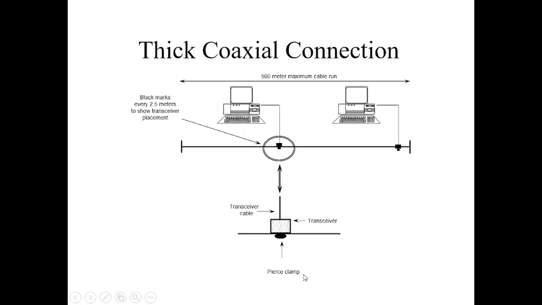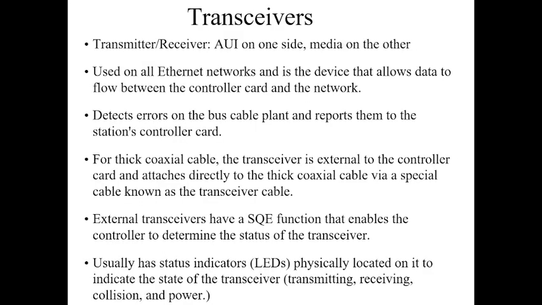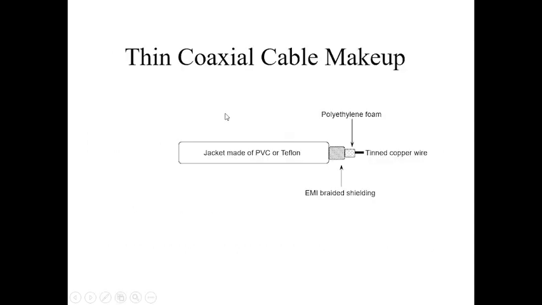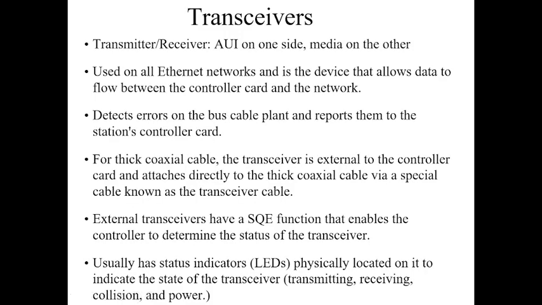This is the thick coaxial connections. The transceiver, transmitter or receiver, has the AUI on one side and media on the other, and is used on all Ethernet networks. It is the device that allows the data to flow between the control card and the network.